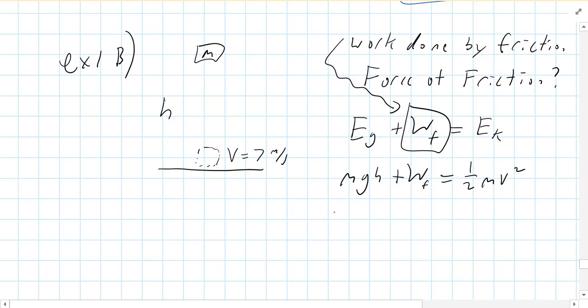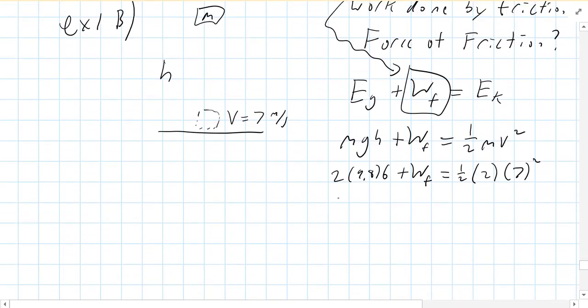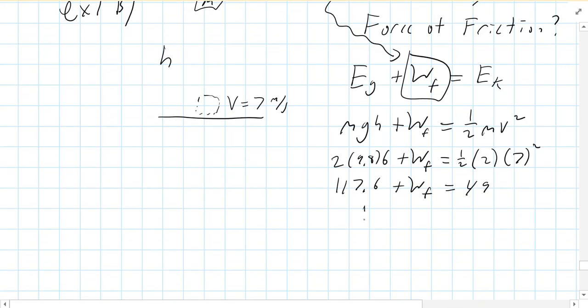Your third box, we're going to plug in our values. So like this first term is exactly the same as it was before, okay? But now we're solving for WF. And we got a 1/2, and mass is 2, and your velocity is 7, and we got to square that. So that would be what you'd put in your third box. And then after that, there would be all the math. So like this first term is 117.6 again. We're trying to solve for WF. And then this is 49. And if you subtract 117.6 from both sides, you get the work done by friction is negative 68.6, and work is measured in joules, okay?